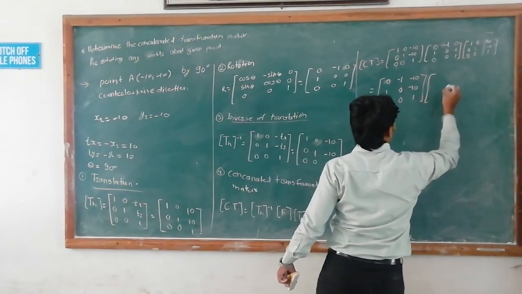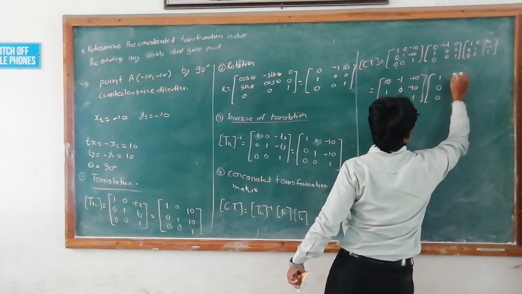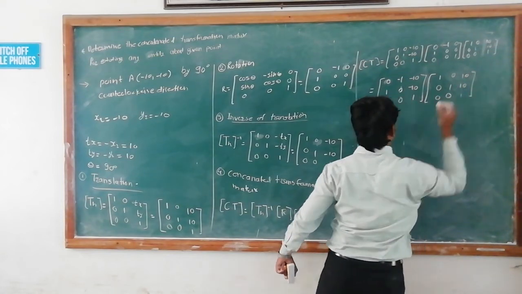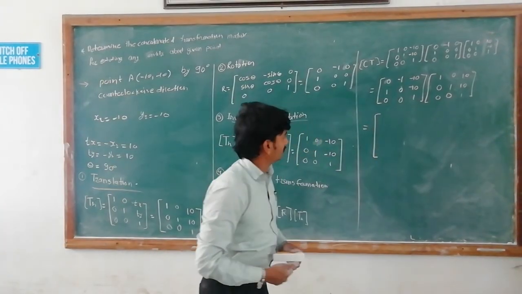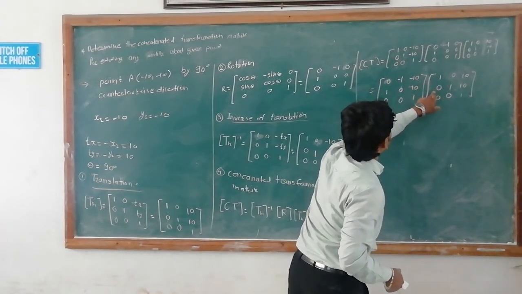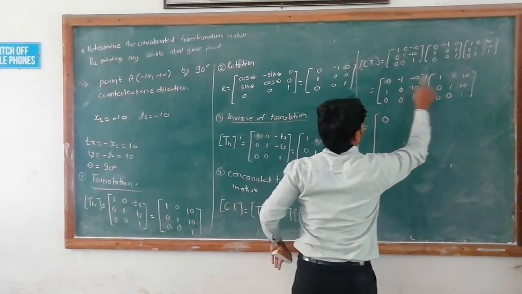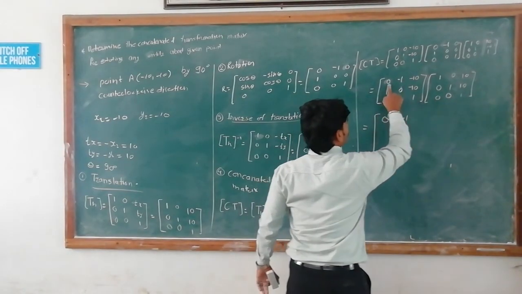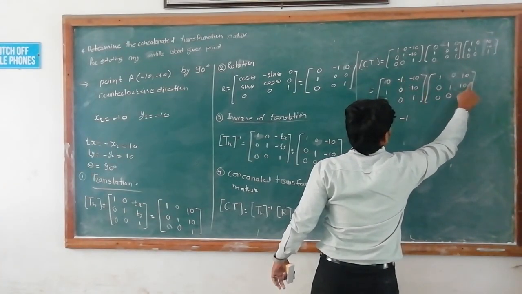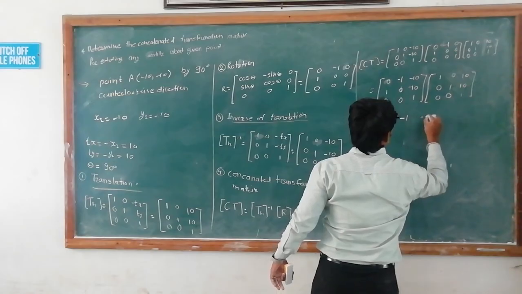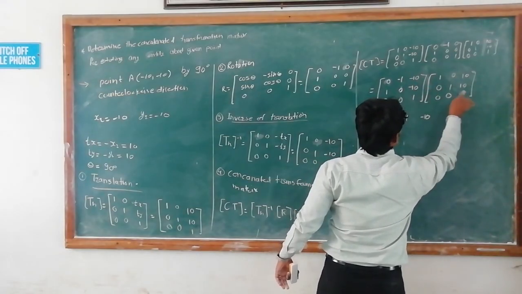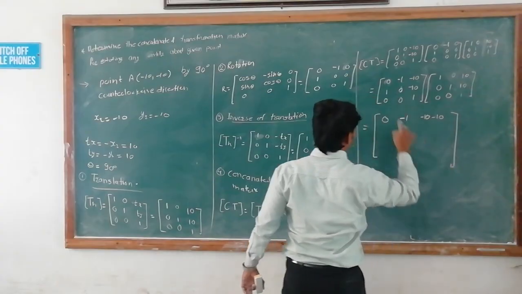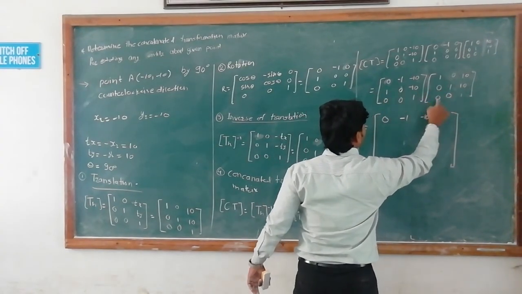Now 1, 0, 0; 0, 1, 0; 10, 10, 1. Okay, so we have to find out its coordinates. 0 into 1, minus 1 into 0 is 0. 0 into 0, minus 1 into minus 1 is equal to 1. 0 into 10, minus 1 into 10 is minus 10. And 1 into 1, 0 into 0, minus 1 into 0 is equal to 1.